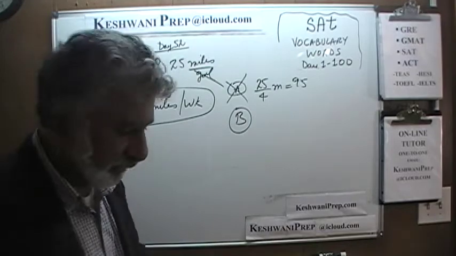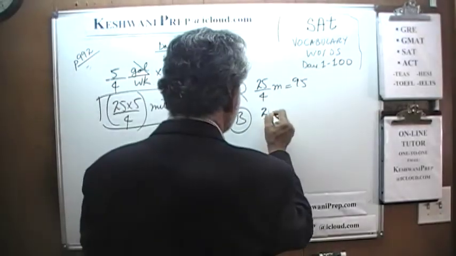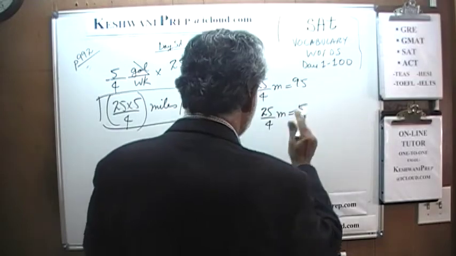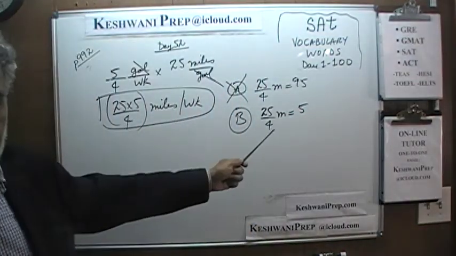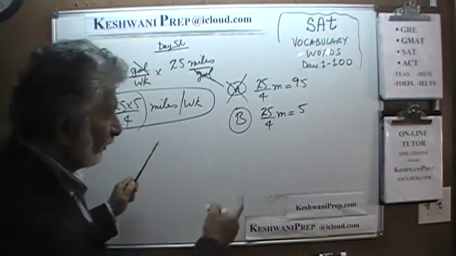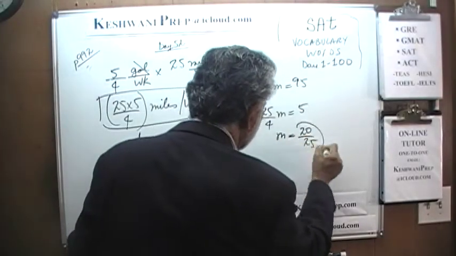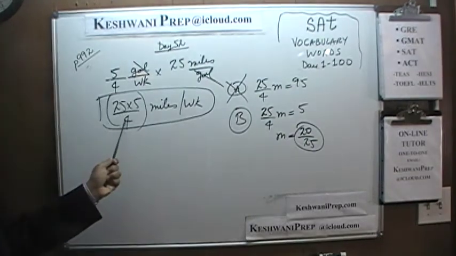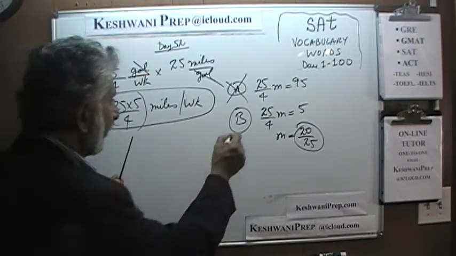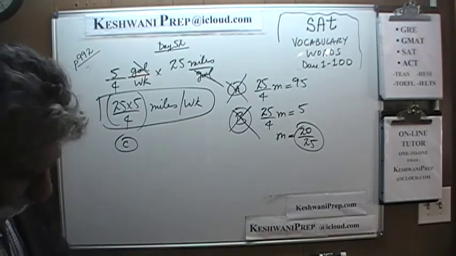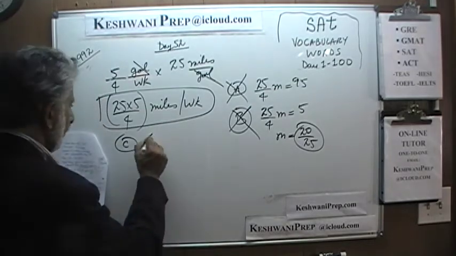Answer choice B again, if you solve for it, 25 over 4, M equals 5. If we solve for M in this answer choice, we will end up at M equals 20 over 25. 20 over 25 is not what we have here. Answer choice C says M over 25.